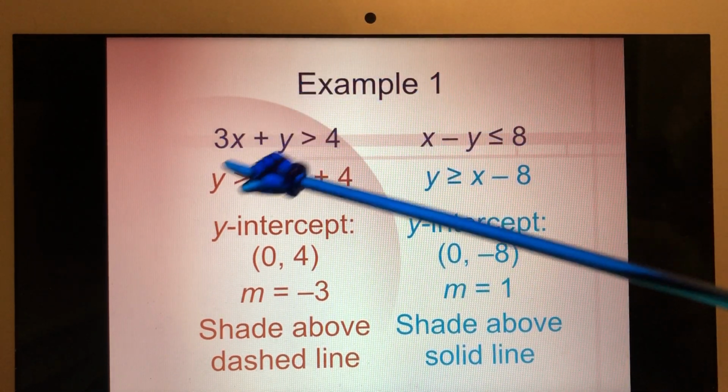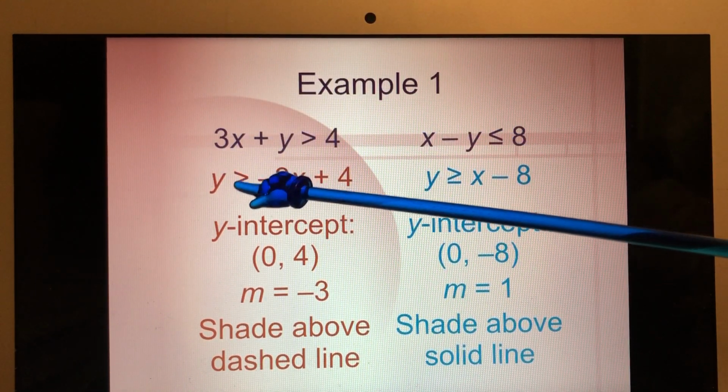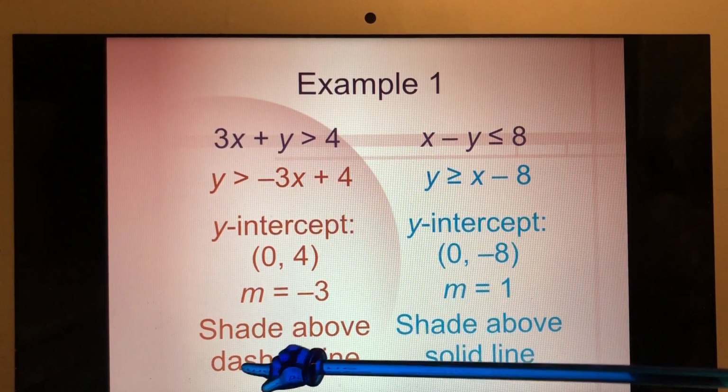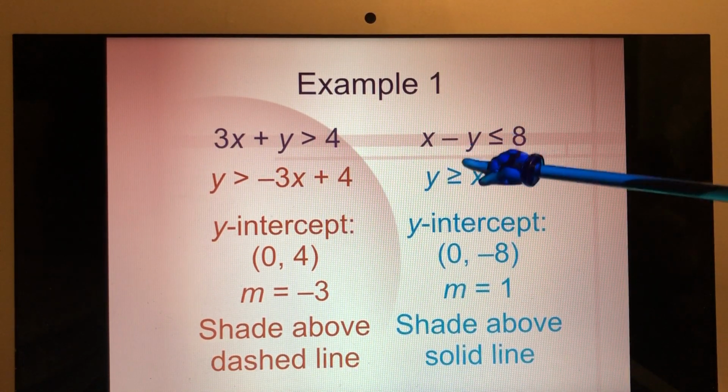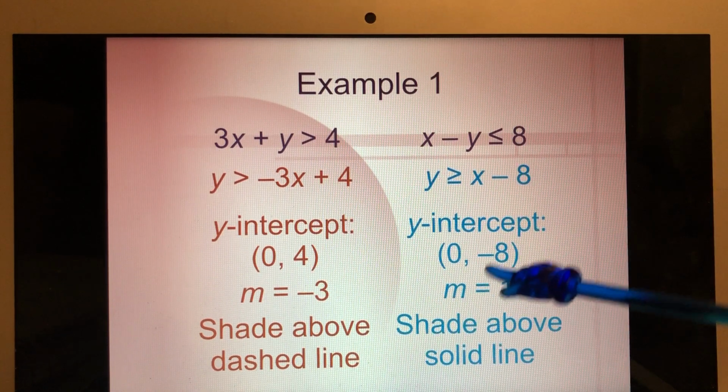Now, why is this a dashed line and this is a solid line? Because this is just greater than. So greater than or less than would be your dashed line. The equal sign, even though it's greater than or equal to, you have a solid line.